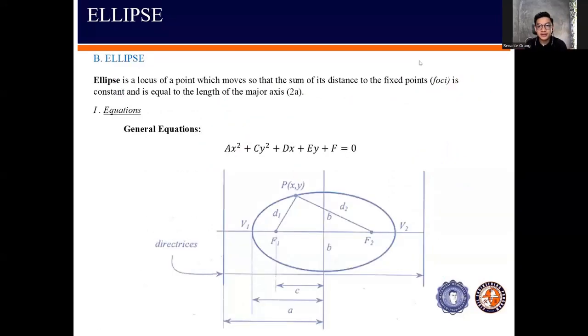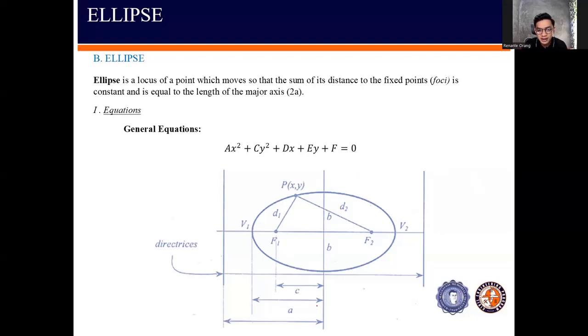So, to continue, let us discuss the third conic section, which is called the ellipse. An ellipse is the locus of a point which moves so that the sum of its distances to fixed points, which are called foci, is constant and is equal to the length of the major axis, which is 2a. So, let us discuss this one.